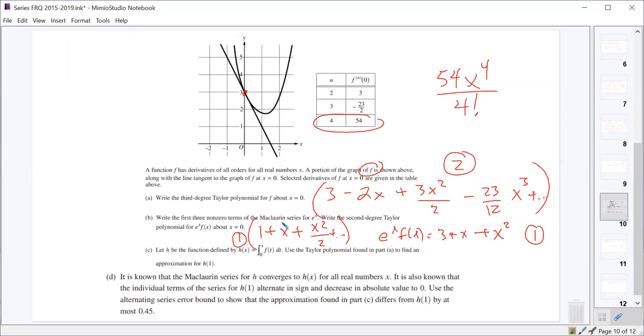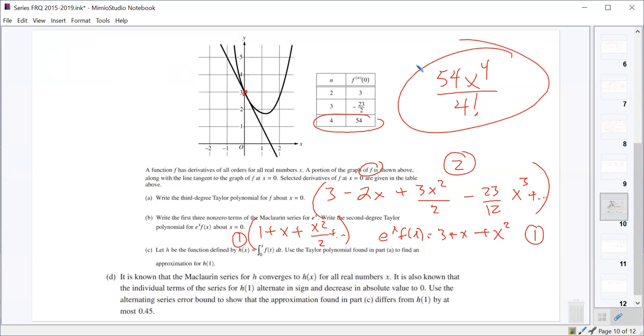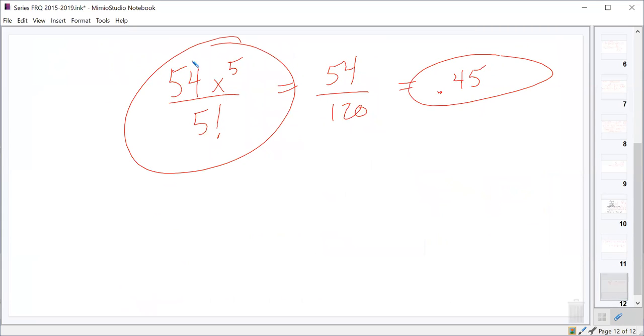Yeah. Yep. And then part D there, they gave you 3 points for that. So 1 point if you did what we did here to find the 54 x to the 4th over 4 factorial, 1 point for this, and 1 point for this. Yep. Good?